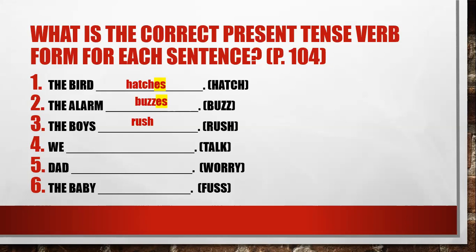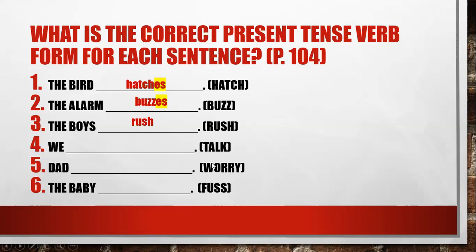Let's look at rule number 2, verbs ending in S, CH, SH, X, and Z. Let's look at the verb talk. Does the verb talk end with Z, SH, S, or X? No, it doesn't. So rule number 2 would not apply to the verb talk.